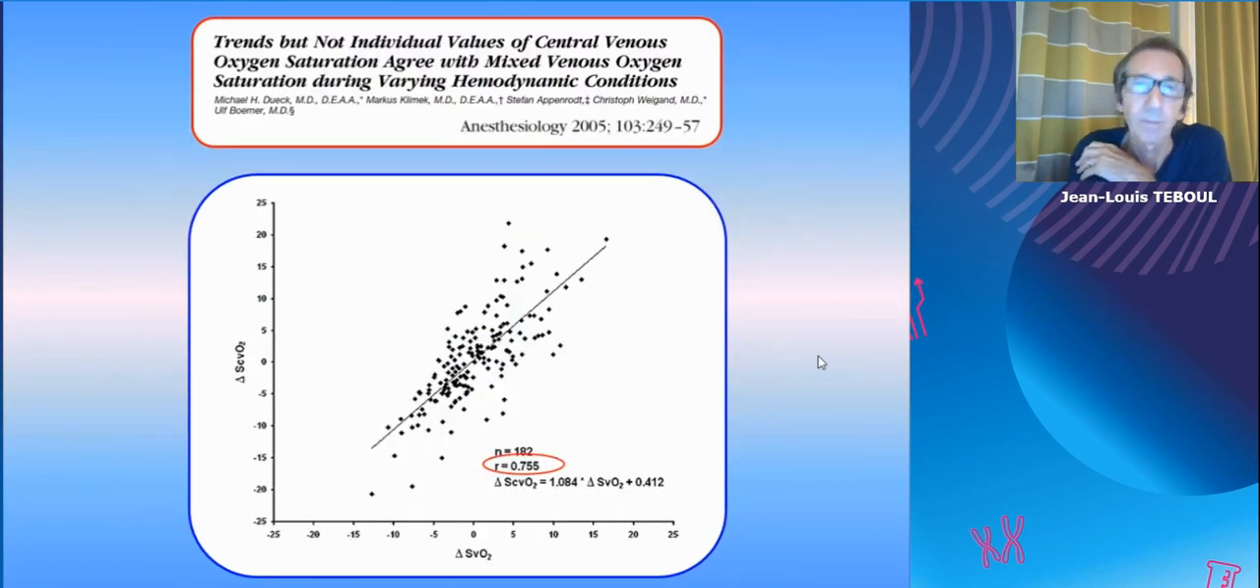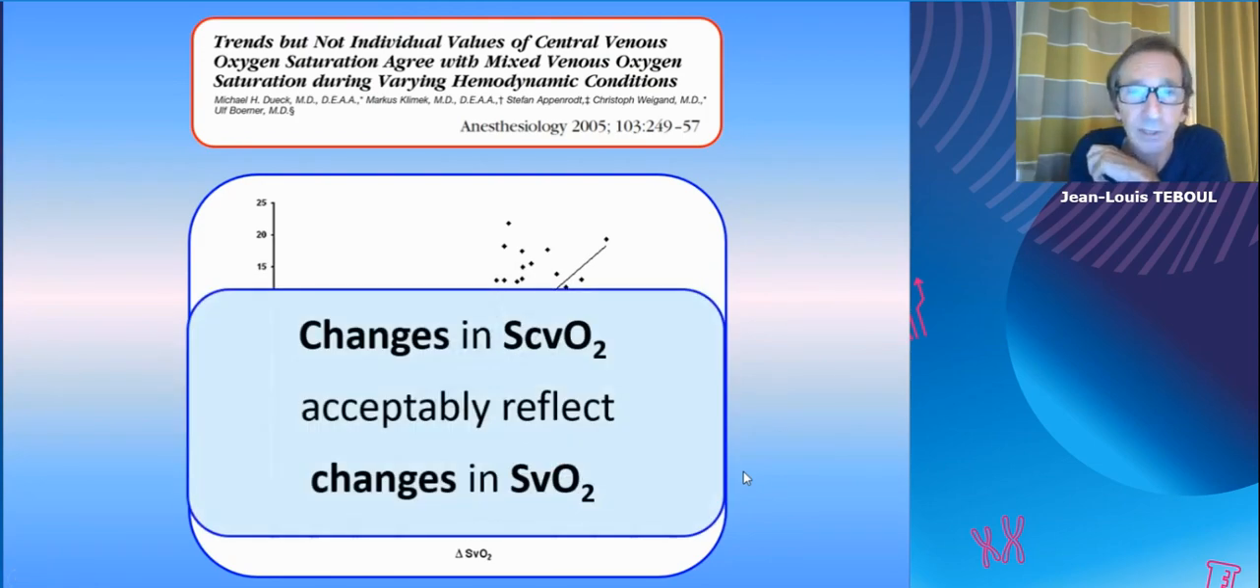What about the trends? Here, a paper looking at the correlation of changes in ScvO2 on the y-axis and changes in SvO2 on the x-axis. As you can observe, there was a good correlation. And this paper, as all the papers, confirms that changes in ScvO2 can reflect changes in SvO2. This is very convenient for clinical practice because the use of the PA catheter is declining, of course, and we use more and more central venous catheters, and we can obtain ScvO2 from these catheters.